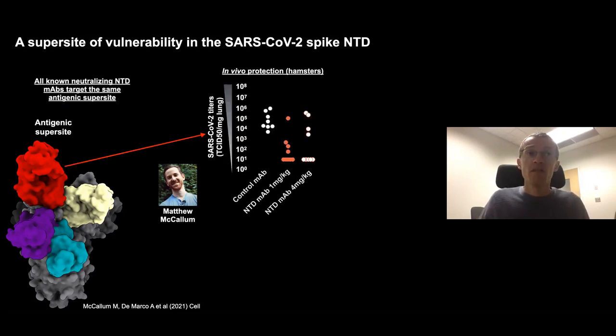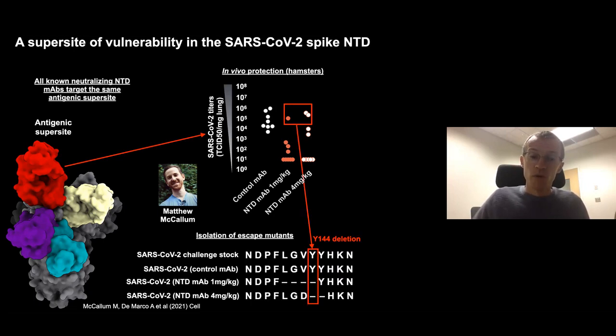And we show that this type of antibodies are also protective in vivo in the hamster challenge model. At 1 mg/kg or 4 mg/kg, we have inhibition of viral replication, except for a few animals, as you can see, for which there is no difference with the control group. And we wondered, what's going on here? And we decided to sequence the virus from the lungs of these animals. And what we observed was they all shared in common mutations comprising a deletion of residue Y144.